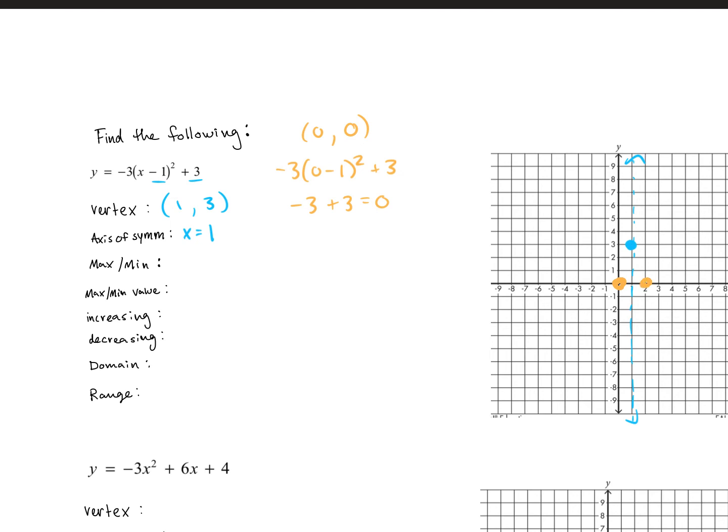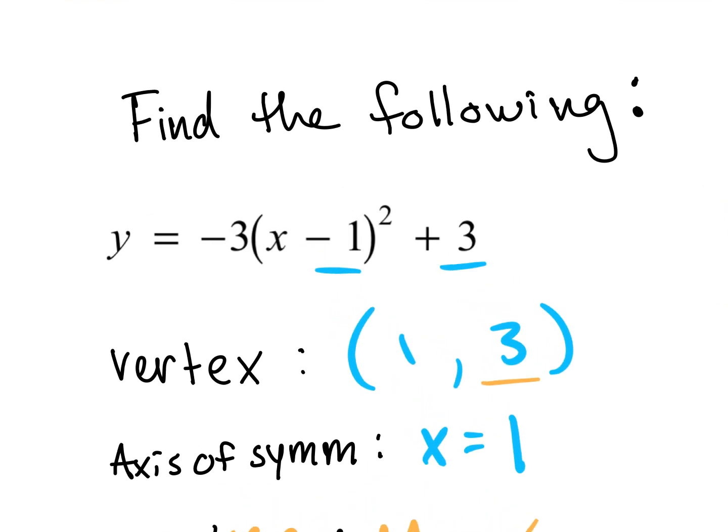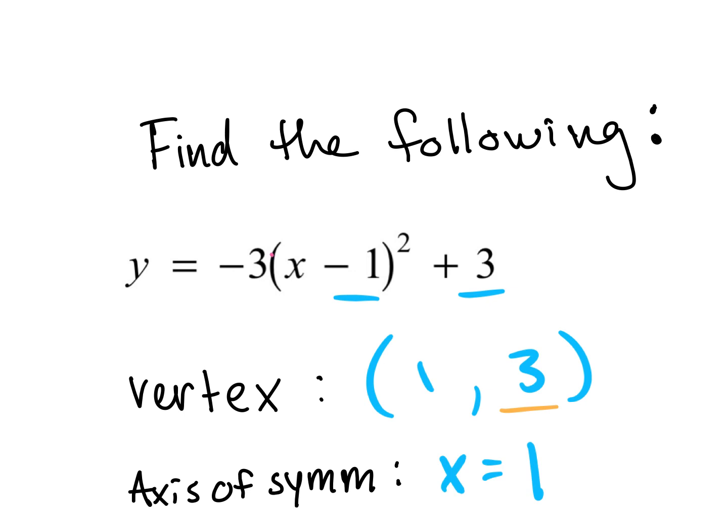So my third point would be the same thing on the other side. So is my vertex at the maximum or minimum? Maximum, because it's at the highest point. And what would my maximum value be? 3. It's always the y. Without even graphing this, could I tell which way my graph was going to open? Yeah, I look at the A, and because that's negative, I knew it was going to open down, so my vertex would be at the max. So without even graphing, we could tell that we were going to have a maximum.